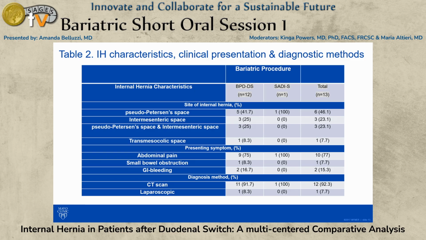In the second table, we can see the internal hernia characteristics. The most common site of internal hernia in both groups was the pseudo-Petersen space. The most common presenting symptom was abdominal pain followed by GI bleeding, and the most commonly adopted diagnostic method was CT scan.